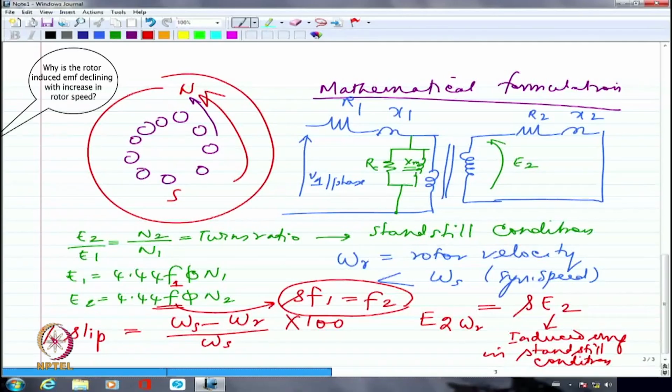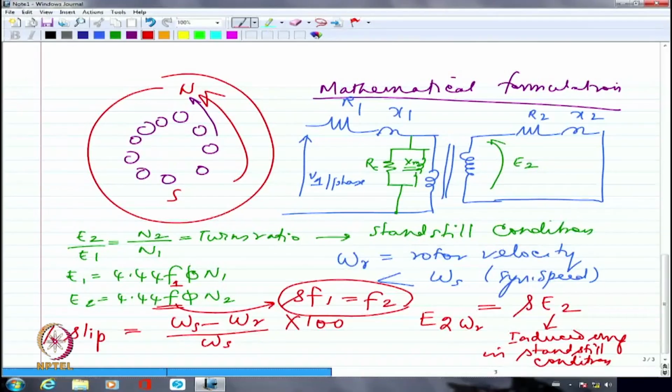E2 at any other speed omega r will be equal to slip times E2, because the frequency has decreased. The rate of change visualized by the rotor conductors has declined. So the frequency will decline, and the magnitude will also decline. So if this is the standstill rotor induced EMF, it will decline by a factor of S, where S is the slip of the induction motor.